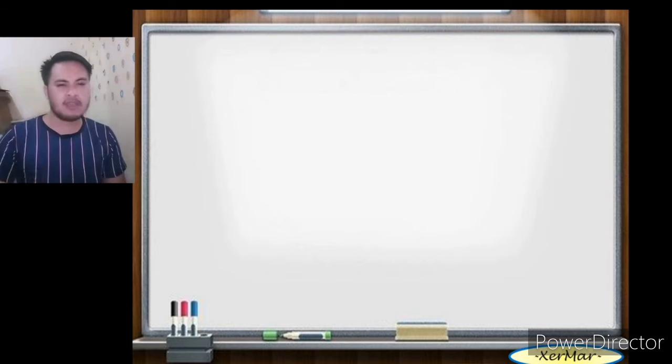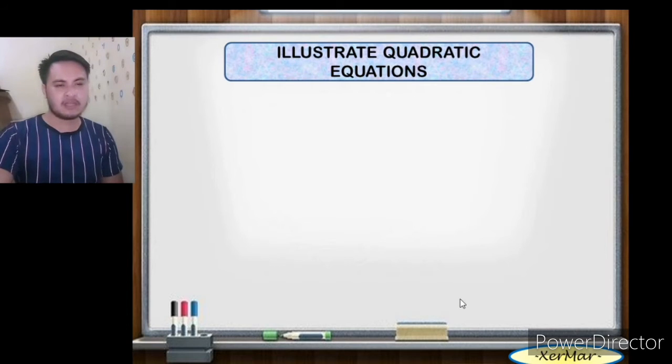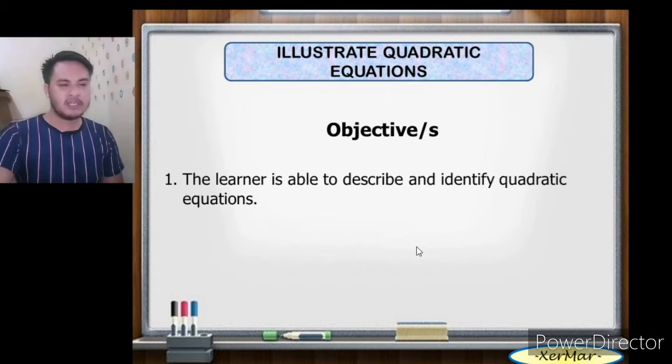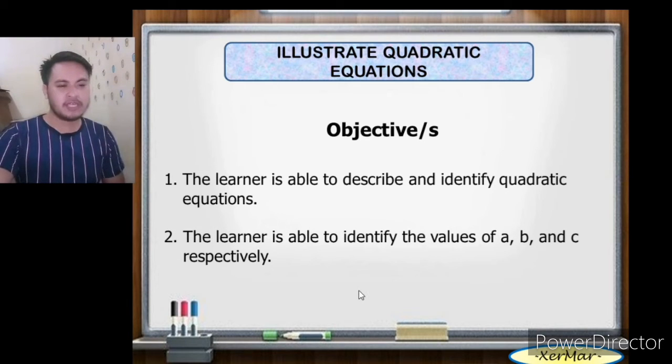And this time we have a new lesson which talks about illustrating quadratic equations. First, we have to state our objectives. Number one, the learner is able to describe and identify quadratic equations. Second, the learner is able to identify the values of a, b, and c respectively.